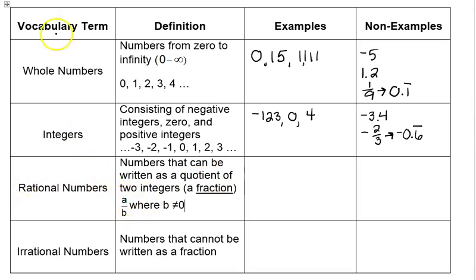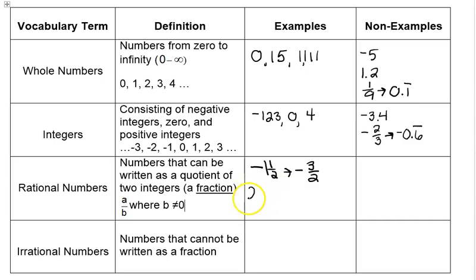So an example of a rational number would be -1 and 1/2. Well, right now it's not a quotient of 2 integers, but we can change it to an improper fraction by multiplying 2 times 1, which is 2, plus 1, which is 3. So this is the same thing as -3/2. Now it is a quotient of 2 integers, so it is a rational number.